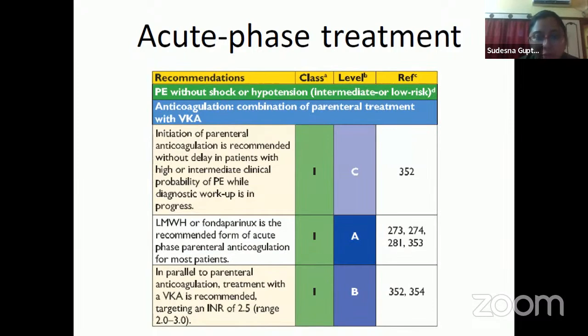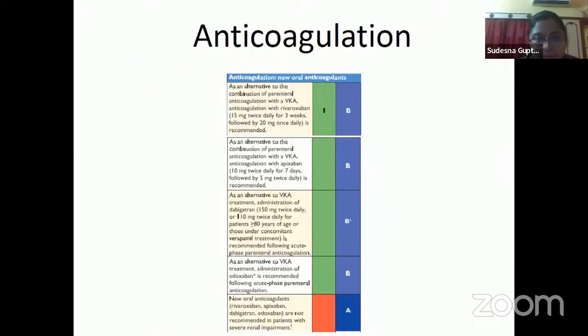If my patient is without shock, initiation of parenteral anticoagulation is recommended without delay. LMWH or fondaparinux is the recommended form of acute-phase parenteral anticoagulation. In parallel to parenteral anticoagulation, treatment with a vitamin K antagonist is recommended, with a target INR of 2.5.